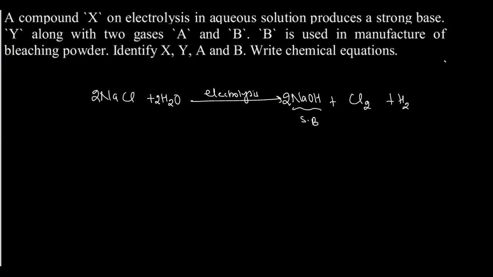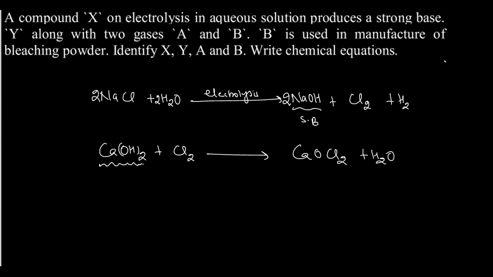Okay. So now, beta, you need to understand here that we have another one: when we have calcium hydroxide and it reacts with chlorine gas, it will give you the bleaching powder, CaOCl2. This is the formula for the bleaching powder, and water. So actually this calcium hydroxide is passed with the chlorine gas.